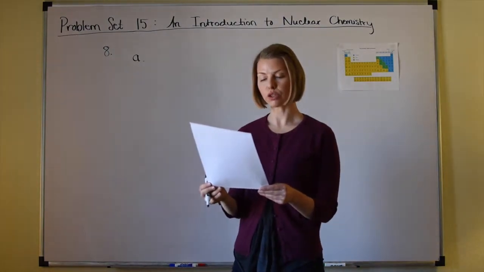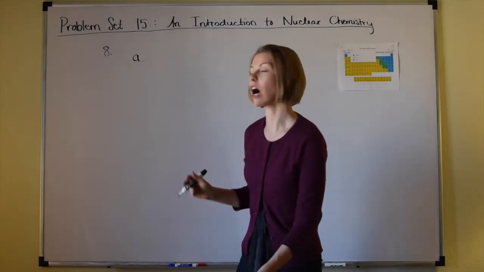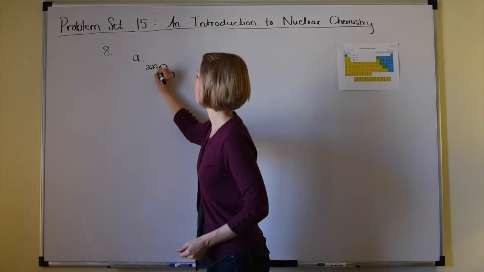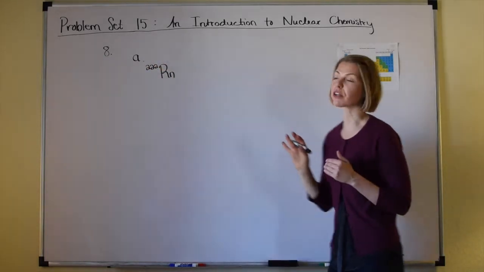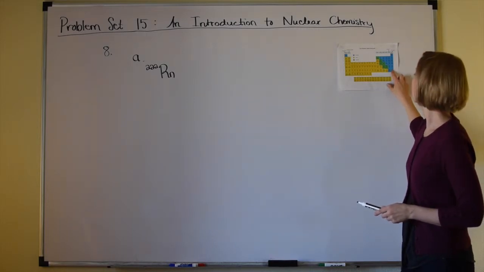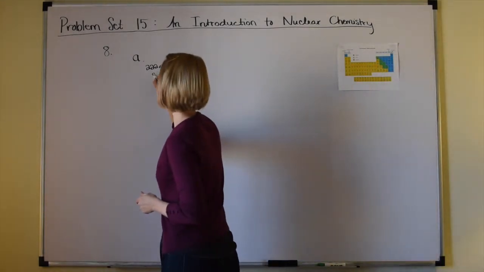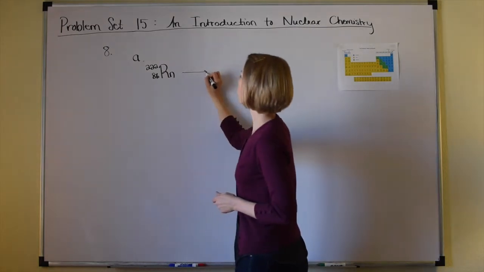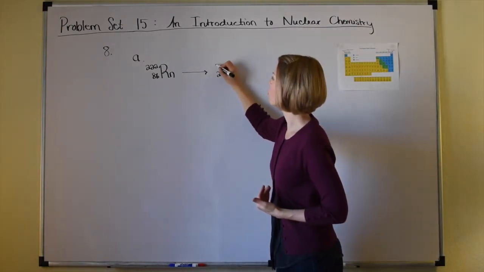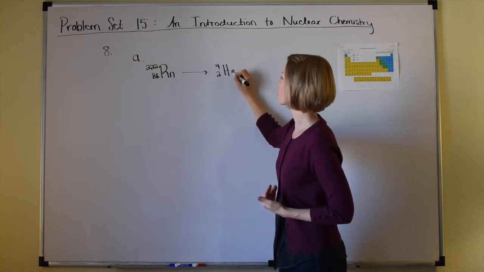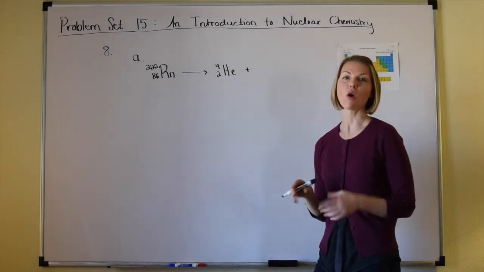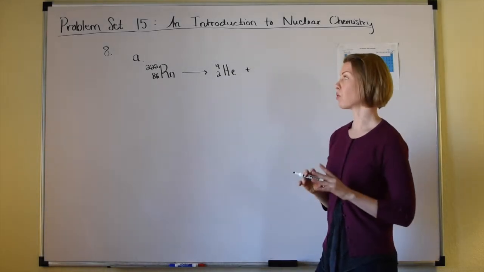A, write a nuclear reaction to show the alpha decay of radon-222. Okay, so we need to go to the periodic table, find radon. It is a noble gas with atomic number 86. We know from the problem that it undergoes alpha decay, so go ahead and write the alpha particle as your first product. And now we need to figure out what is the new element that will form.